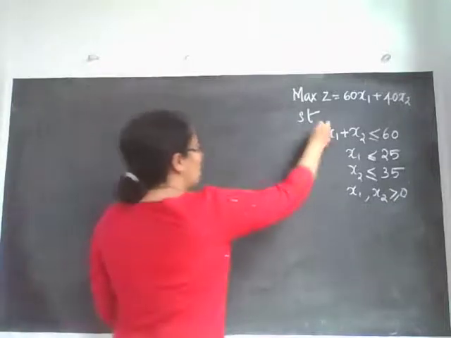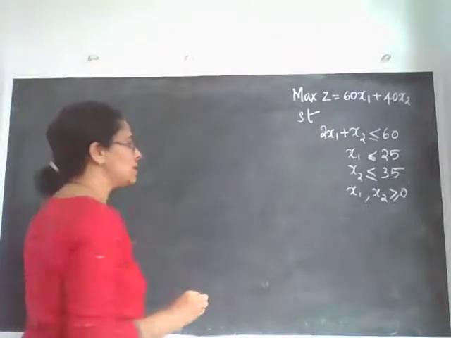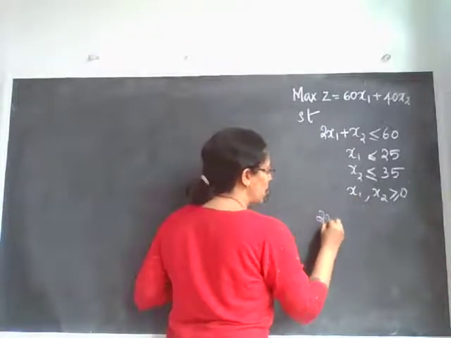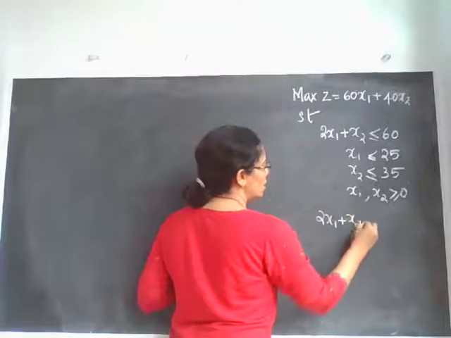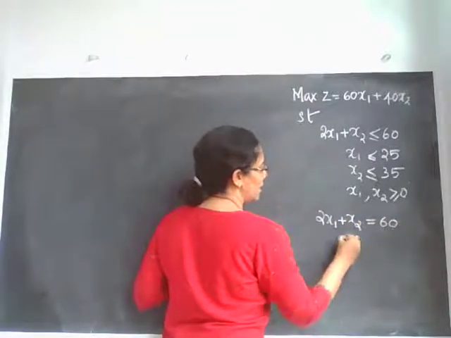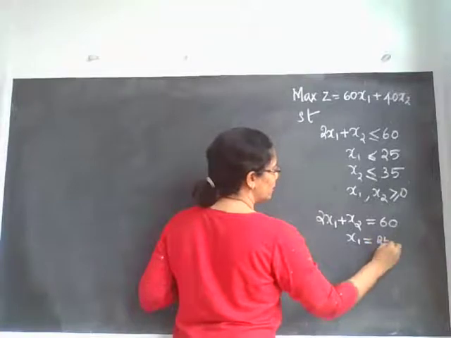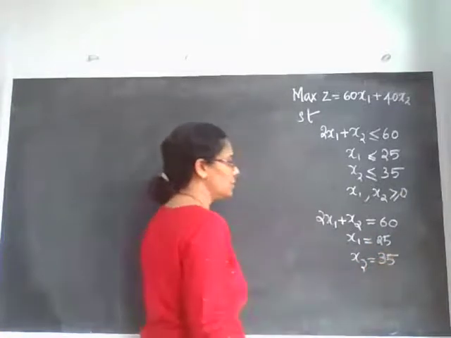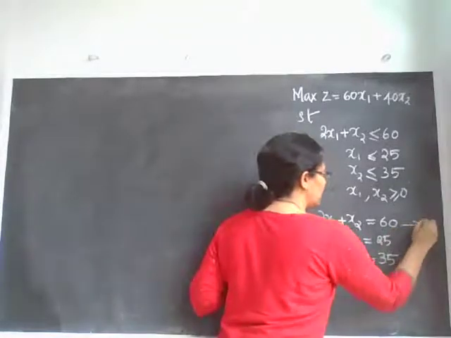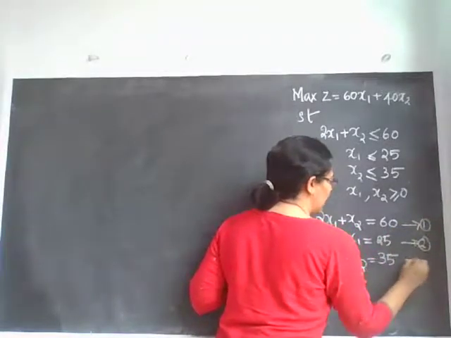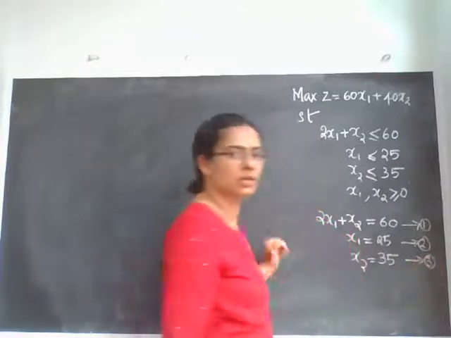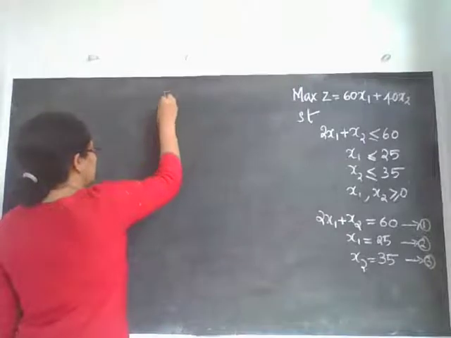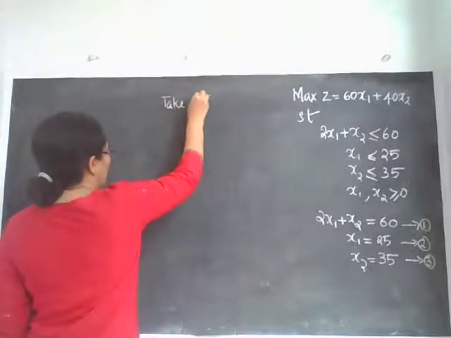As usual, we'll convert all these constraints into equalities. When you convert it, it will become 2x1 plus x2 equal to 60, x1 equal to 25, x2 equal to 35. Let these equations be 1, 2, and 3. Three constraints. Now we take the first one.